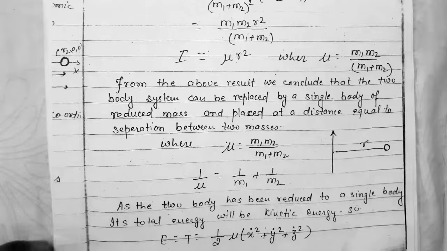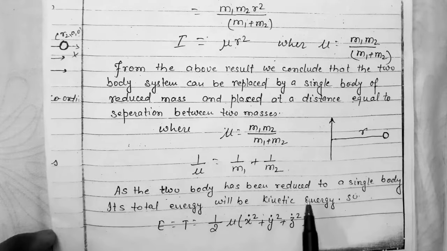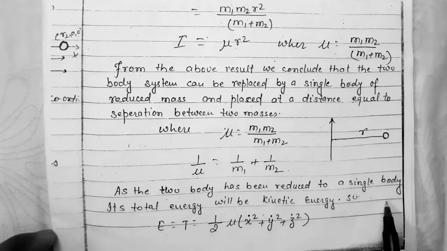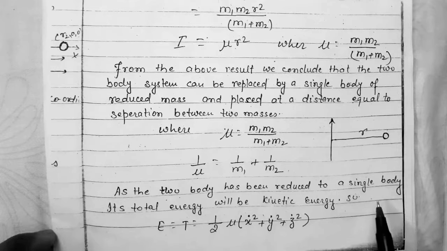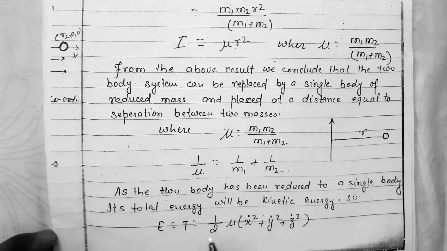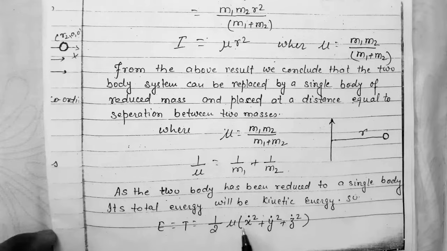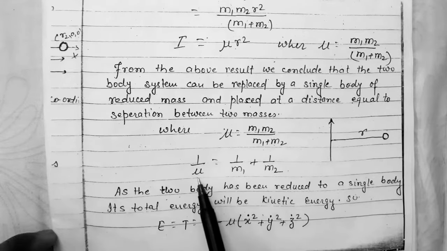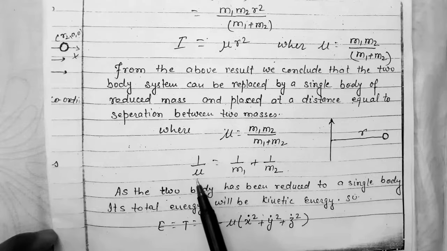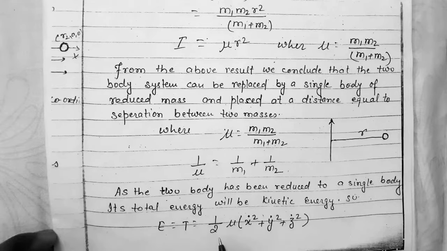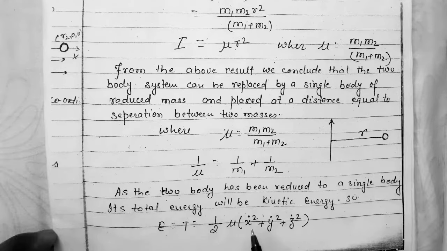Okay, so next, as the two body system is reduced to a single body, its total energy will be taken as kinetic energy. In this case, the potential energy is taken as 0. So the whole energy is defined as the kinetic energy, which is half mv square. Here m is taken as the reduced mass, mu. So the kinetic energy is represented as 1 by 2 mu times x dot square plus y dot square plus z dot square.